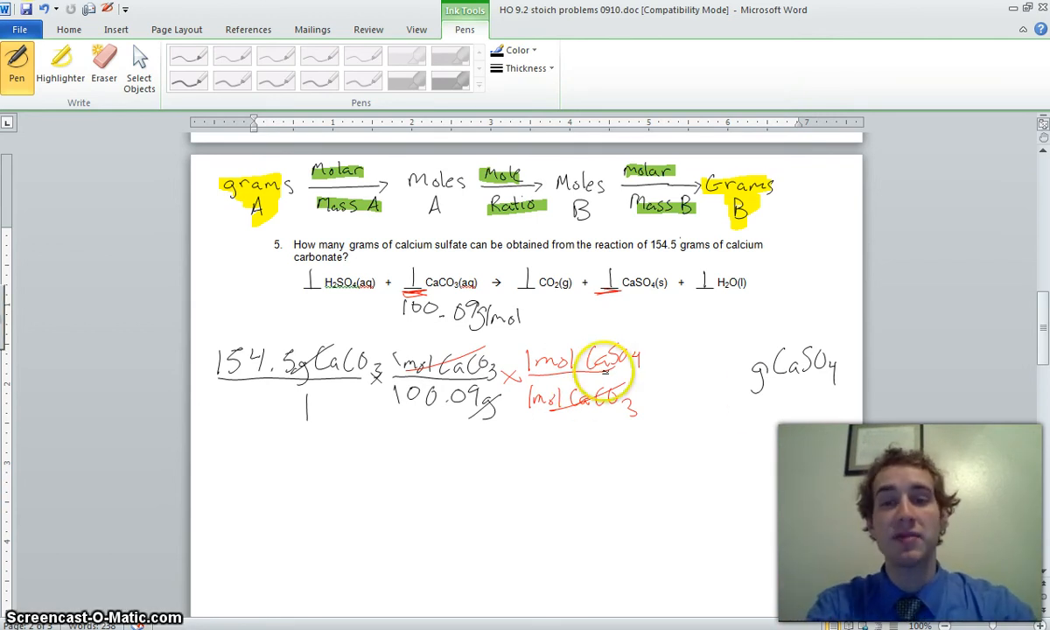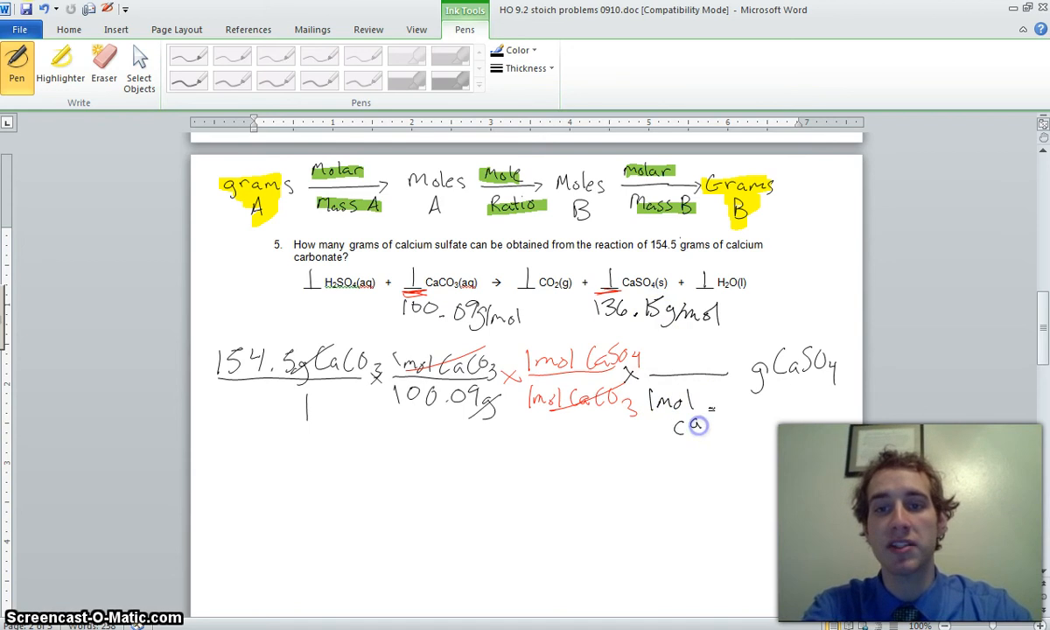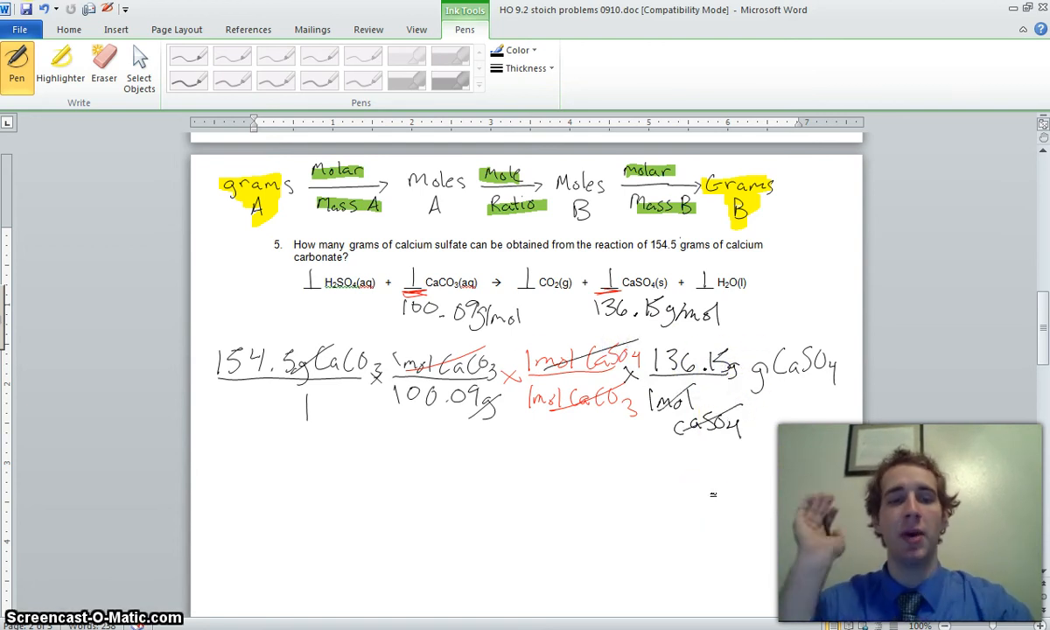All right, now that we're in moles of calcium sulfate, we need one final step. We're in moles of our new substance. We need the molar mass of our second substance to finish out this problem. So we're going to add a calcium, a sulfur, and 4 oxygen. When you add these together, you should get 136.15 grams per mole. If we have moles on top right now, our 1 mole goes on the bottom. For every 1 mole of calcium sulfate, we have 136.15 grams. Moles cancel. We're in grams. Bada bing, bada boom, Bob's your uncle. All we have to do is solve.